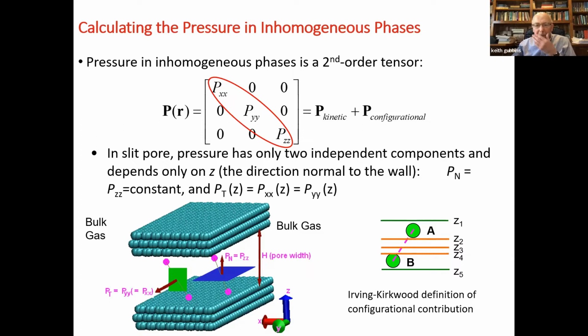Yes, there is a technical problem when you go to the nanoscale in that while this kinetic part is well defined, even at a point, it's just given by the ideal gas equation, P is equal to rho kT, where rho is the density, the configurational part is not well defined. It depends on how you do the integration over the intermolecular forces. And this was recognized in an early paper by Irving and Kirkwood.